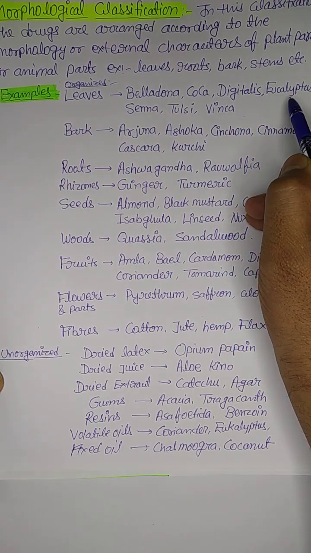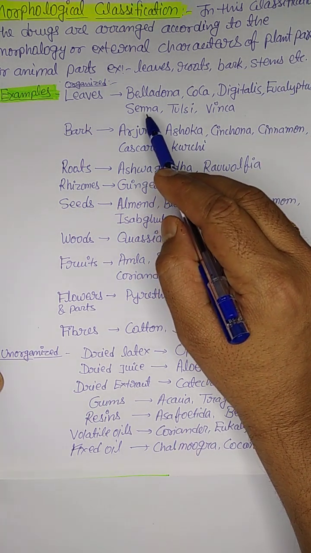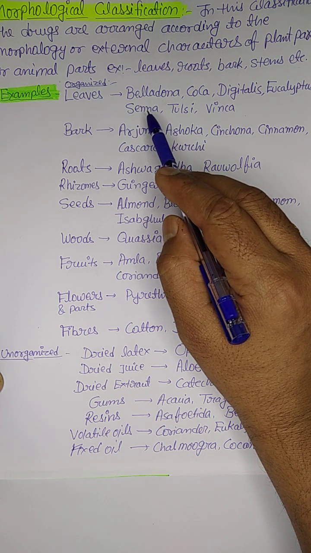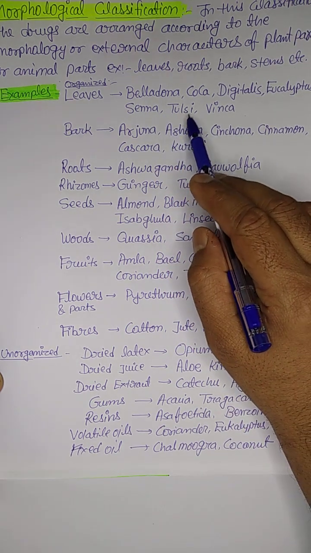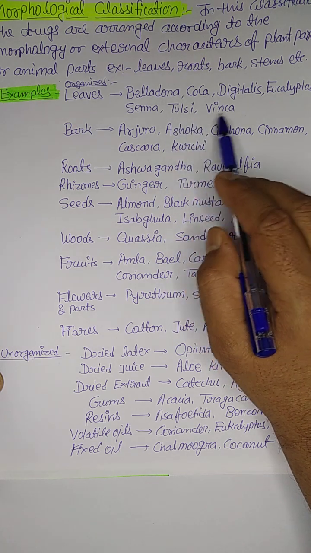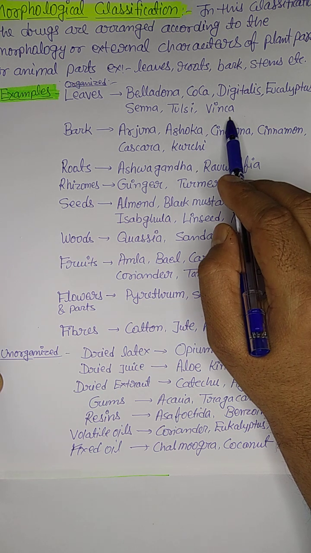Then eucalyptus leaf is also very important, from which we get eucalyptol. Eucalyptus oil is very famous. Then senna leaf, which we use in practicals also: Cassia senna, Alexandrian senna. Then tulsi leaf is very popular, not only in pharmacognosy, it is a very popular medicinal plant in India. Vinca is very famous, we have vincristine and vinblastine, and we use them.